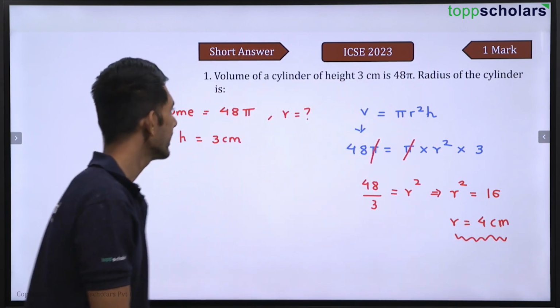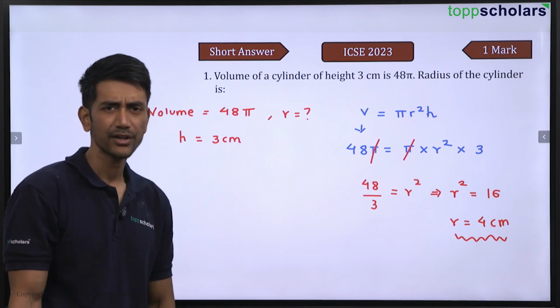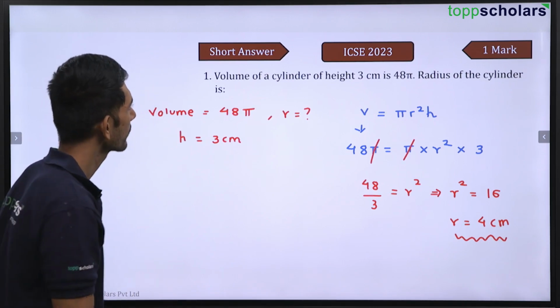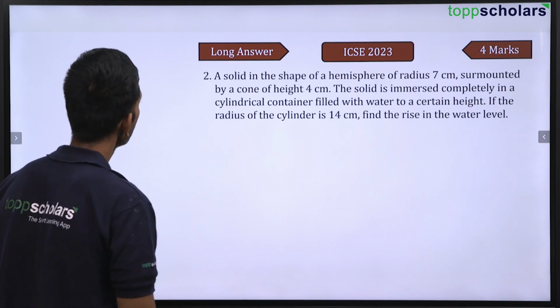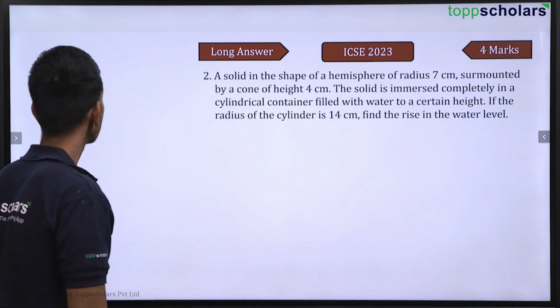So the radius of the cylinder is 4 centimeter. This was an easy question, straightforward, just asked for 1 mark. Okay. Now let's have a look at a new question. Let's try to understand the question first.